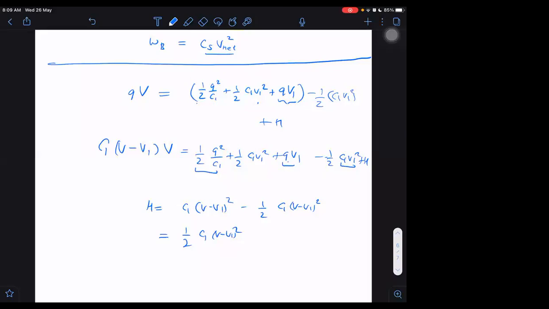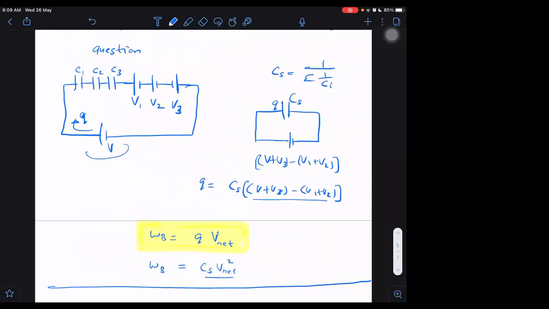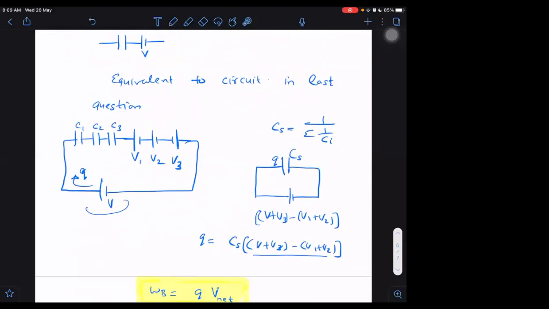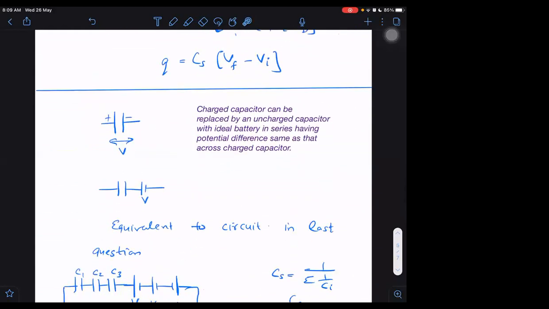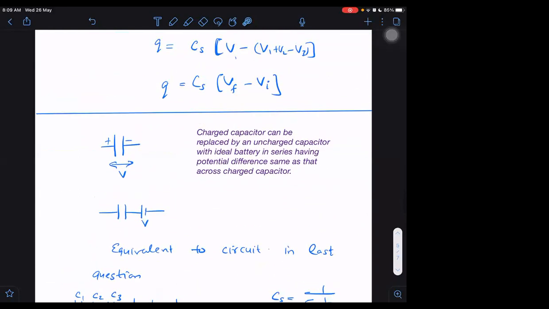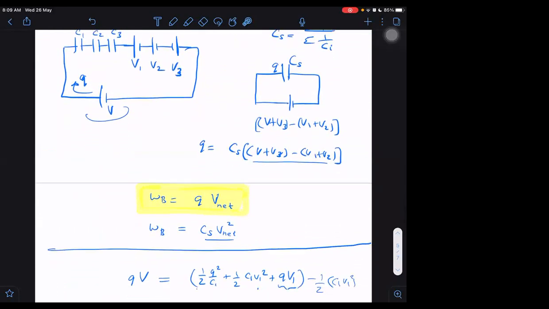Why is the final charge CS into V net? This is the charge flown in the circuit. I warned you before that by this we get small q, but this small q does not represent the final charge. It represents the charge flown. I gave you the expression for final charges also. What is this representing here? These are the final charges. So what is small q representing? Small q is just the charge supplied, the charge flown.